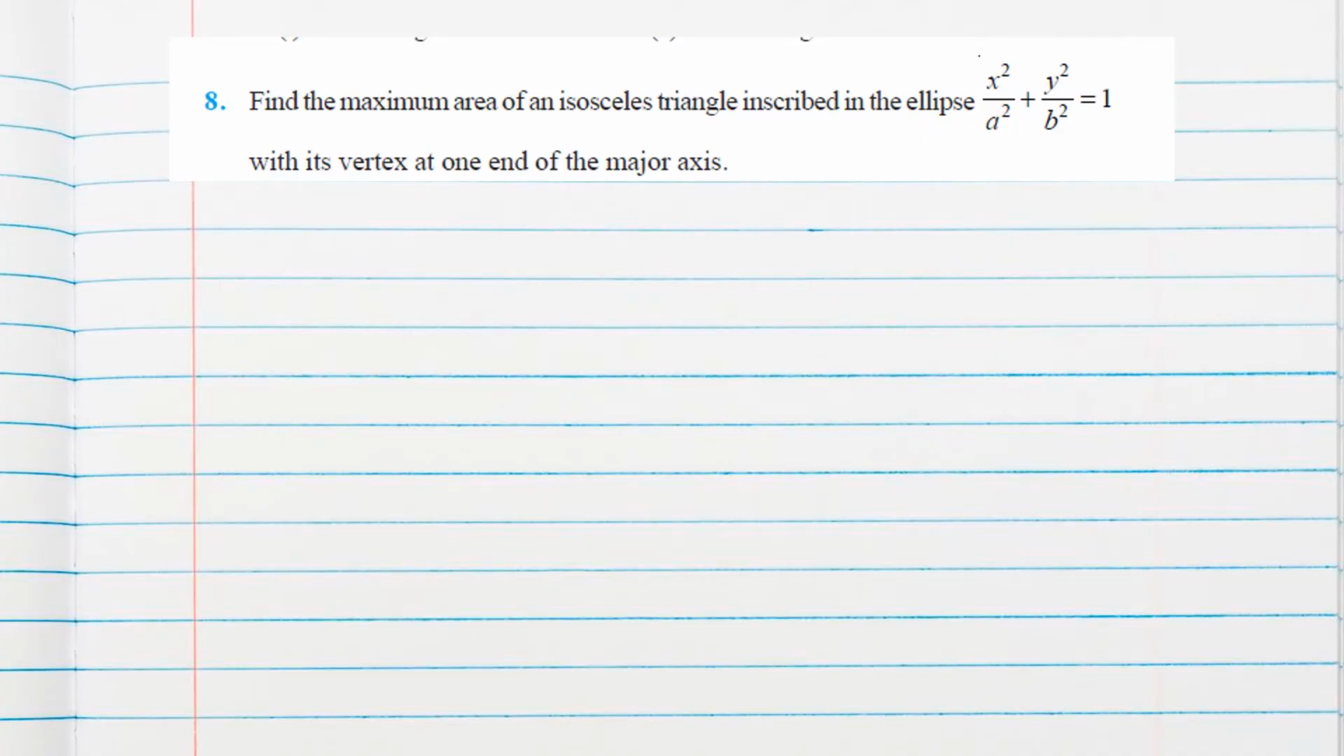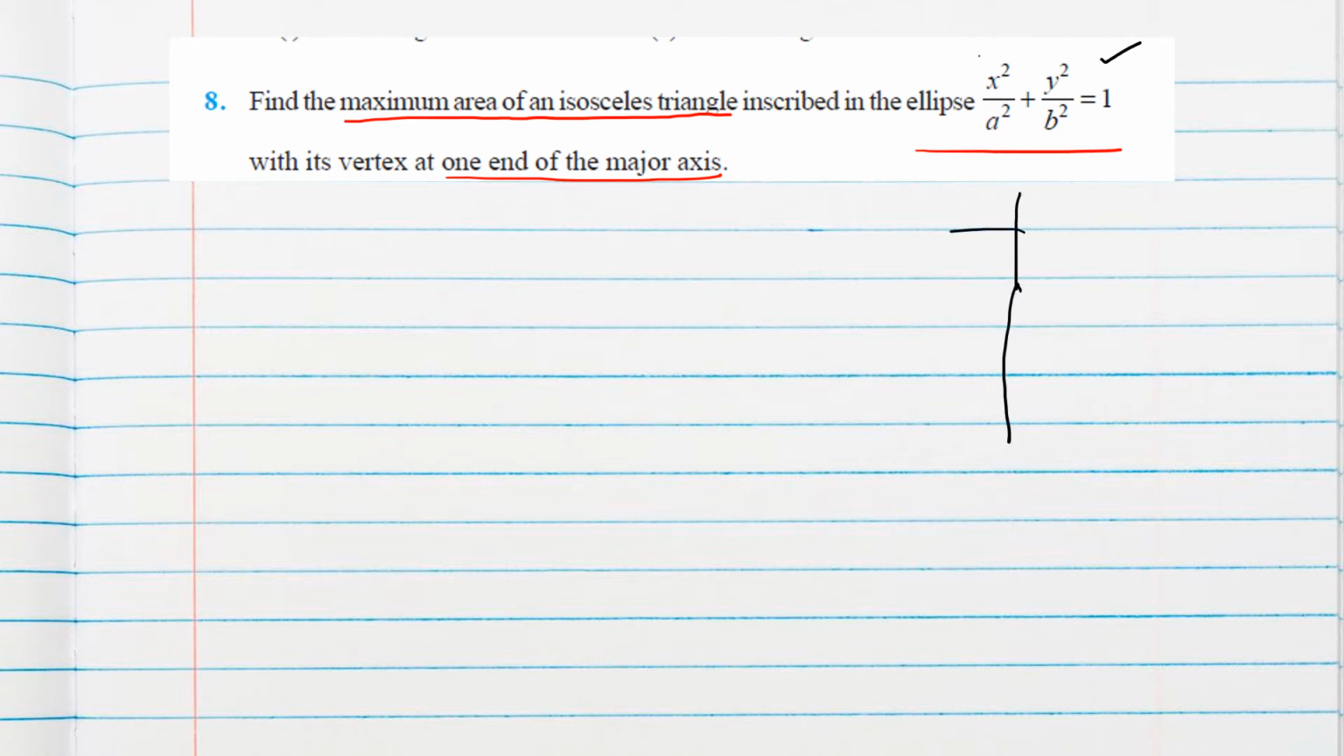Find the maximum area of an isosceles triangle inscribed in the ellipse with its vertex at one end of the major axis. So this problem we can solve by using the general equation or by parametric form. Okay, so I'll prefer the parametric form of the equation.